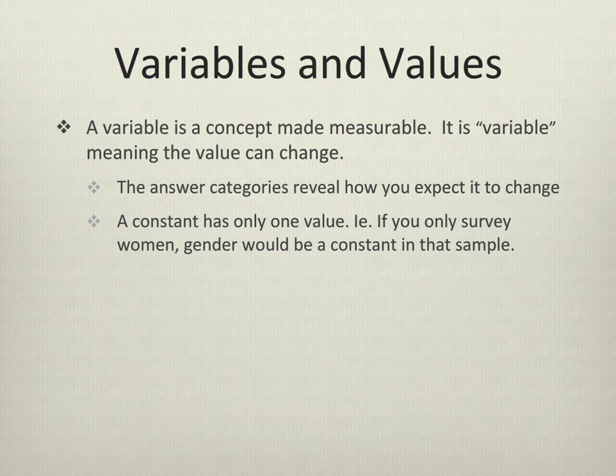A variable is a concept made measurable. You've taken some idea, age, income, patriotism, and you've measured it in some way. Its value can change respondent to respondent. The answer categories reveal how you expect it to change. So if you were to ask for ethnicity, you would probably have a standard range of answer categories such as Asian American, African American, Caucasian, white, Latino, Native American, other, multi-ethnic, and so forth.